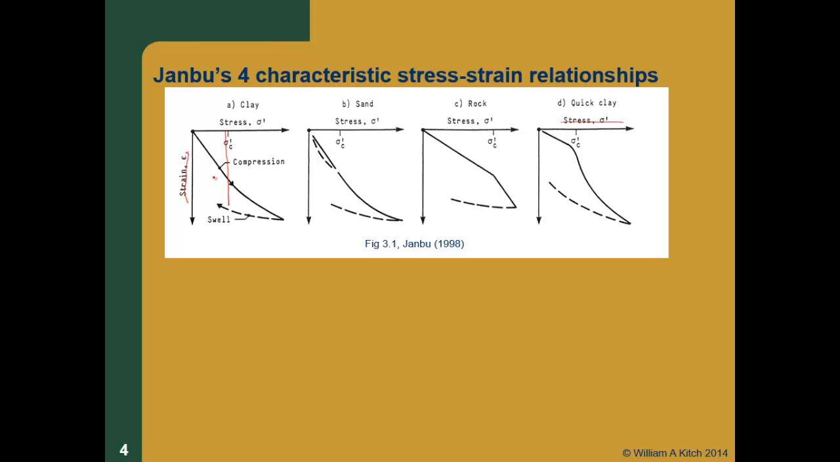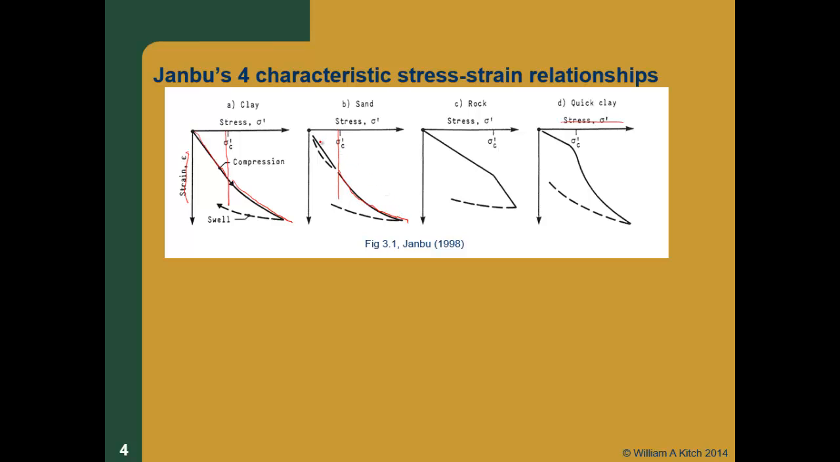You notice that below sigma prime c, this is quite linear through that section. Then afterwards, as we talked about before, it becomes strain hardening, and it's curvilinear. Then if you looked at sands, you notice for sands that, again, past the pre-consolidation stress, the material was strain hardening.